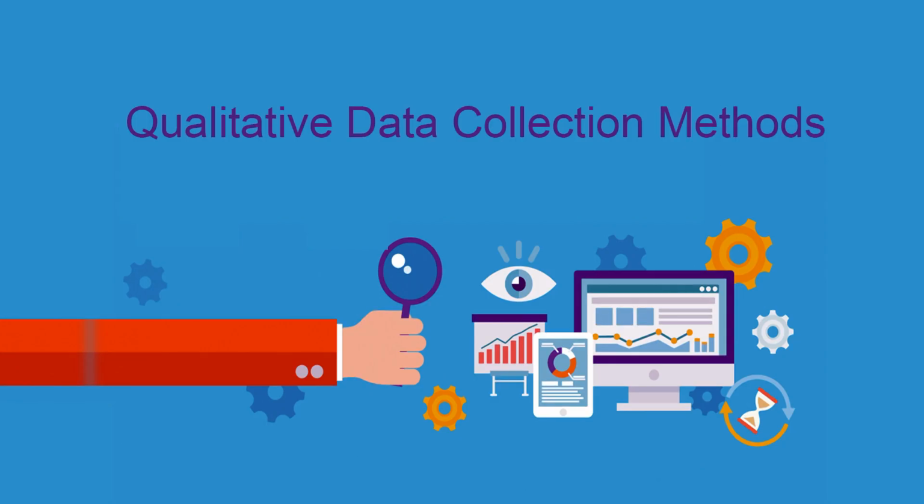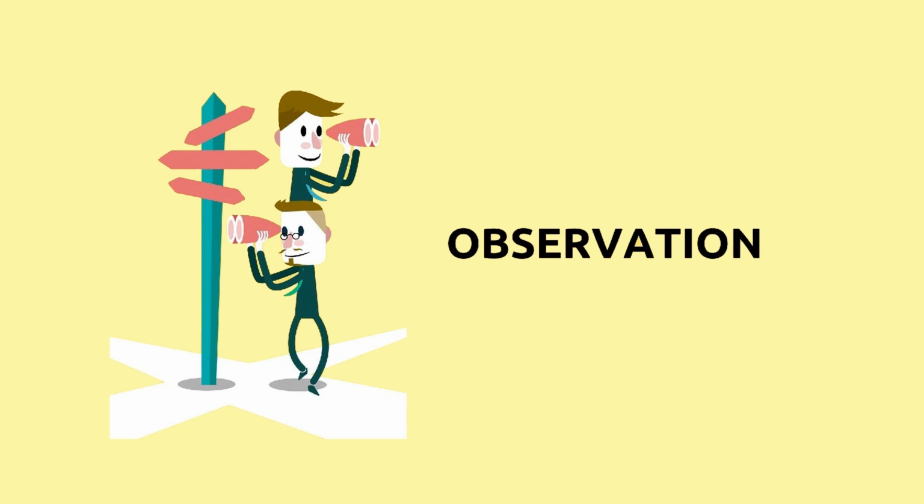Qualitative data collection methods. The toolkit of qualitative researchers brims with a range of methods, each designed to extract the basics of rich and intricate data. For example, observation. As the researcher enters the urban landscape, they become a keen observer of the bustling scenes.